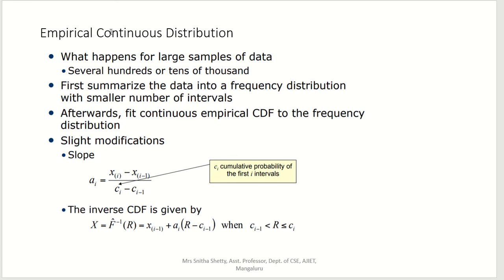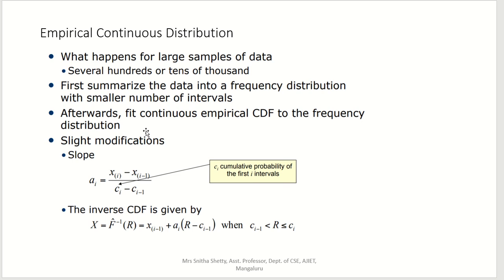In empirical continuous distribution, we first summarize the data into a frequency distribution with a smaller number of intervals. When there is a large number of inputs, divide that input into groups of intervals. I'll show you the example. So summarize the data into a frequency distribution with a small number of intervals, and afterwards fit a continuous empirical distribution to the frequency distribution.